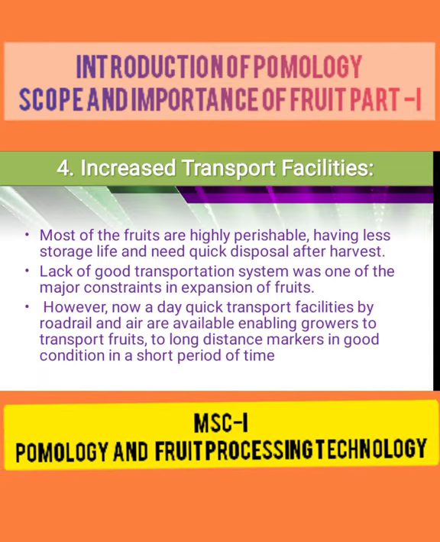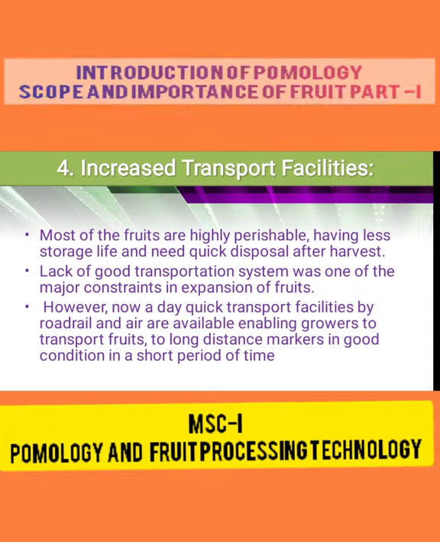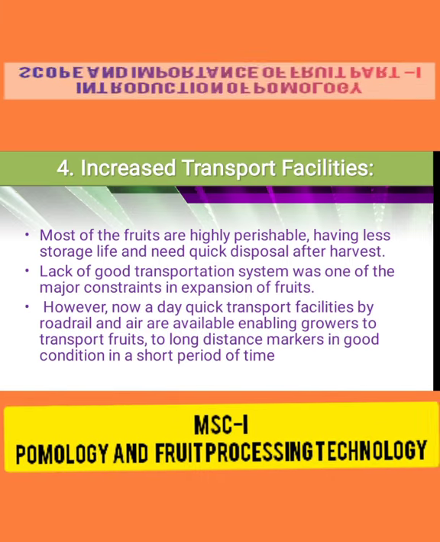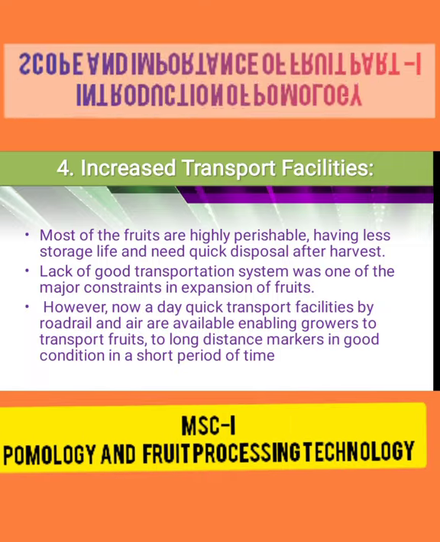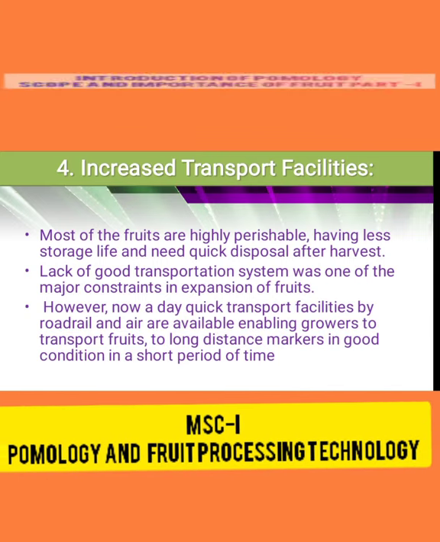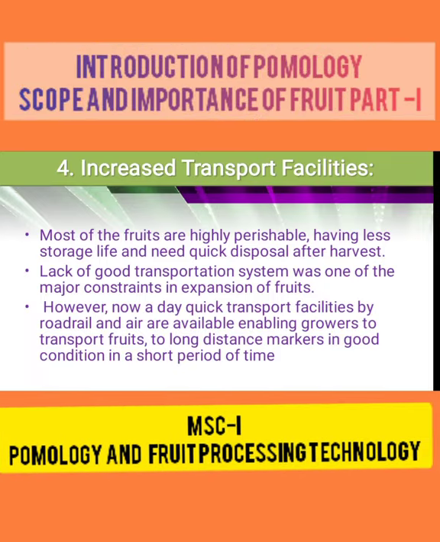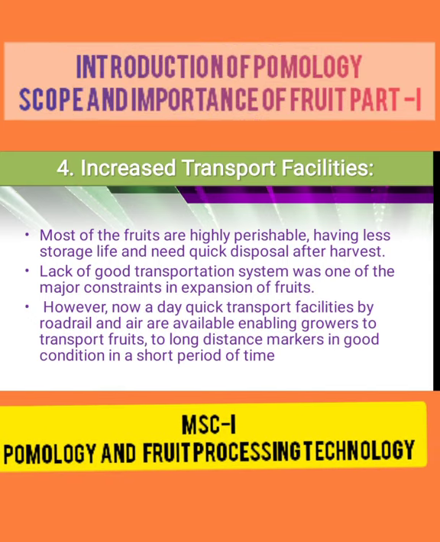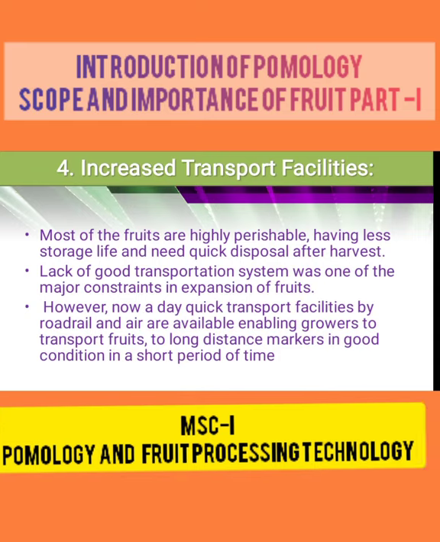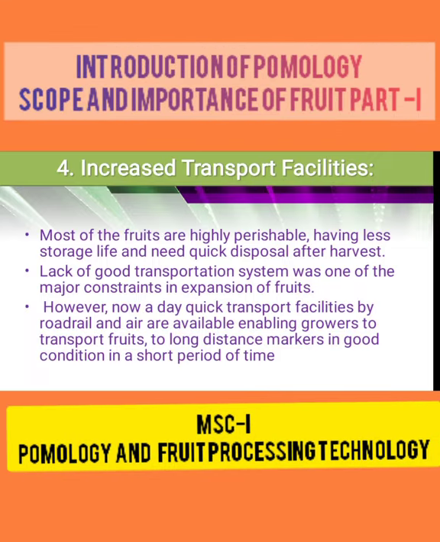Increased transport facility. In ancient times, there was no proper transport facility. Some fruits are perishable, and they were lost because transport was not proper. If transport is not proper, they do not get a proper market and the fruit is destroyed or spoiled. Most fruits are highly perishable, have less storage life, and need quick disposal after harvest. I have explained some perishable fruits like mango, apple, and other fleshy fruits that have a very low shelf life. After harvesting, within one or two months they spoil.